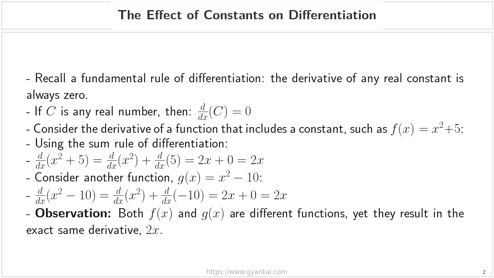Both f of x, which was x squared plus 5, and g of x, which was x squared minus 10, are different functions. They're not the same, but when we differentiate them, we get the exact same derivative, 2x. This demonstrates that multiple different functions can have the same derivative. This is why, when we're trying to find the original function from its derivative, which is what integration does, we can't pinpoint just one original function. We'll see on the next slide how we account for this ambiguity with something called the constant of integration.